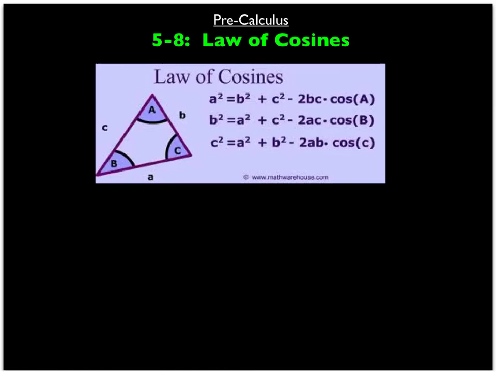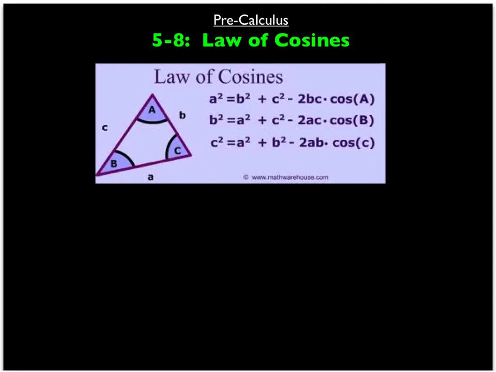Hi Pre-Calc gang, it's time for our last lesson in Chapter 5, the law of cosines. And again, this is a method used to solve some oblique triangles with given conditions. Here's the law of cosines right here, as you can see. Looks a little complicated with all these letters, and sometimes it does get a bit confusing.